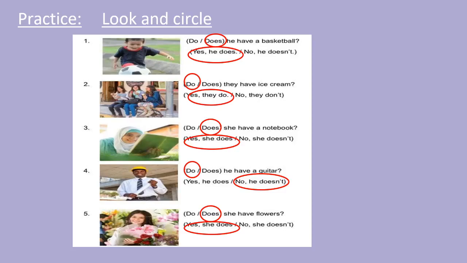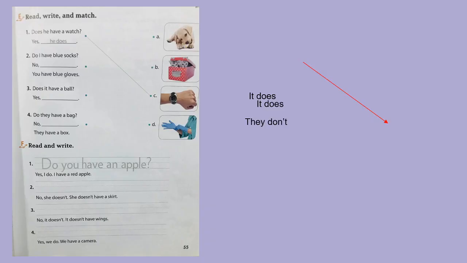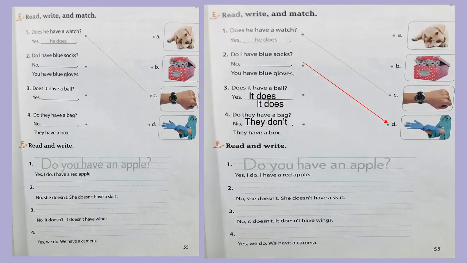So right now let's move to our book. Here is our page 55, where we have two exercises, letter E and letter F. For letter E you need to read, write and match, and for letter F you need to read and write. So now let's do it with teacher. Here is the first one, number 1: Does he have a watch? The answer is yes, he does. Number 2: Does he have blue socks? Match to letter D. No, I don't.